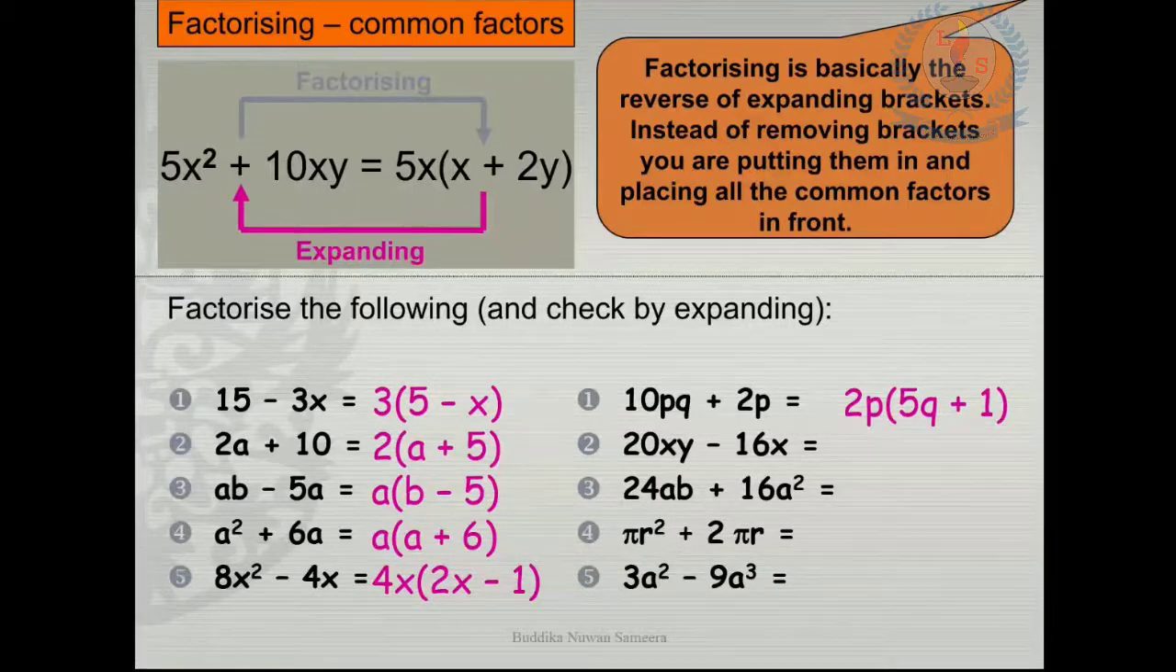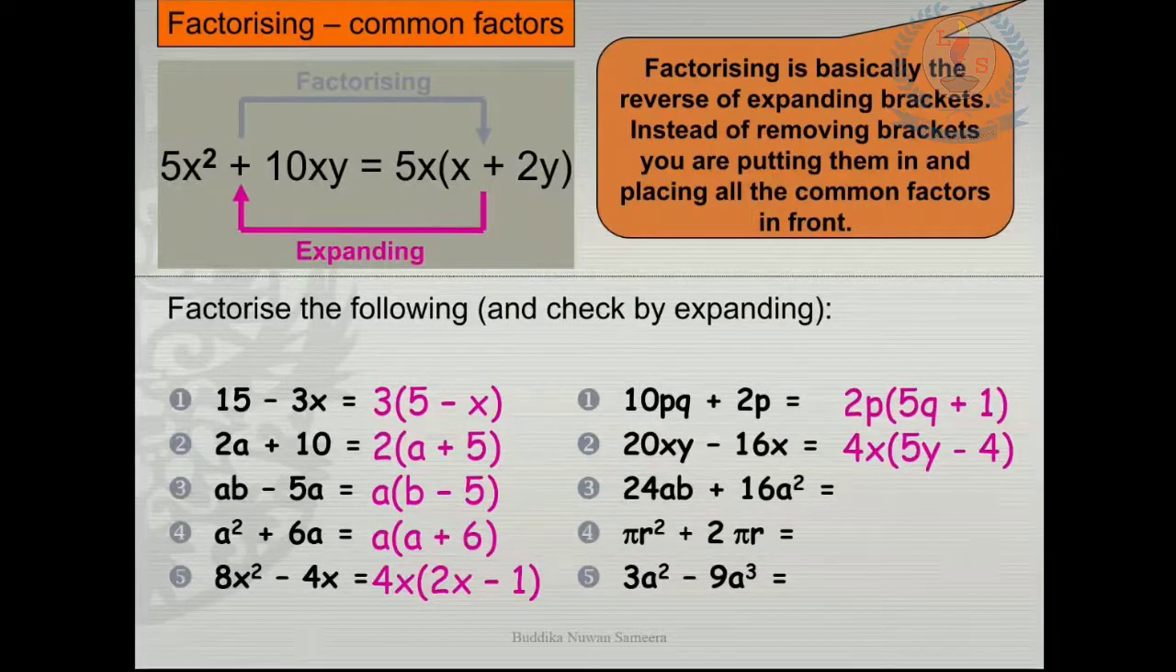You can see here 20xy minus 16x. From 20 and 16, 4 is a common factor, and for xy and x, x is a common factor. So 4x is common for the expression, so you can take 4x out. When you take 4x out, inside the bracket it remains 5y minus 4.